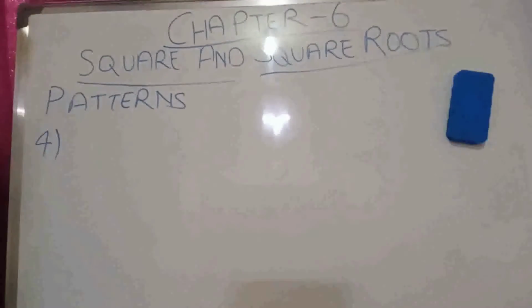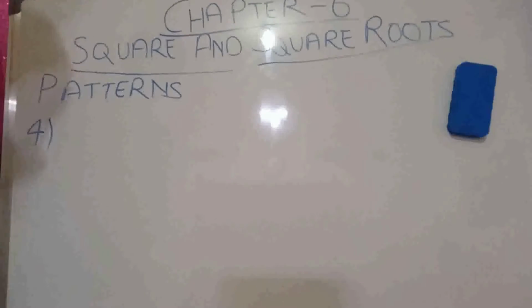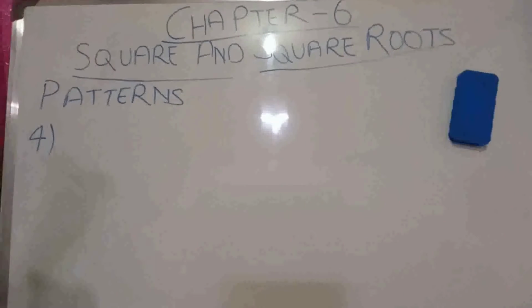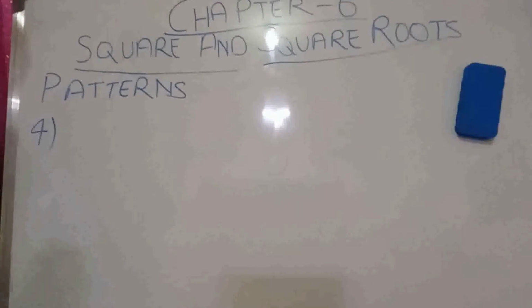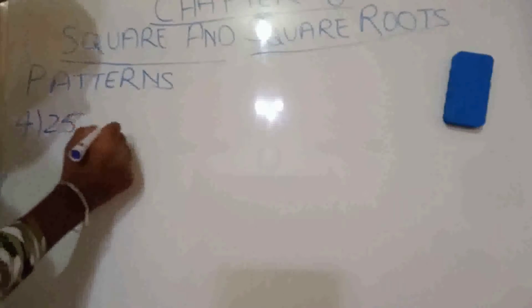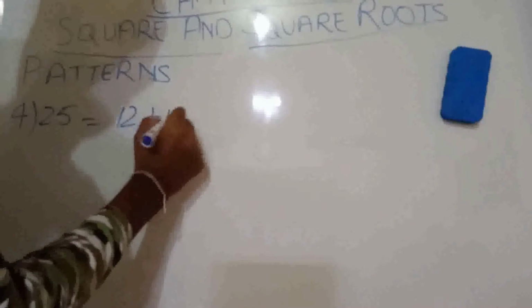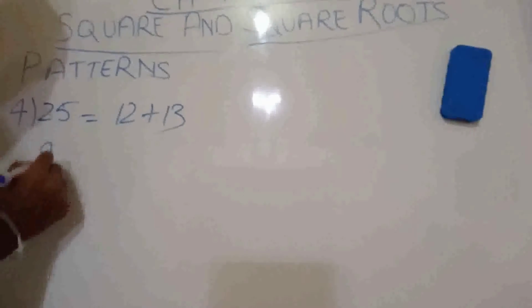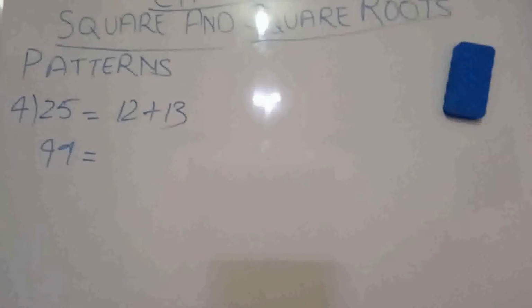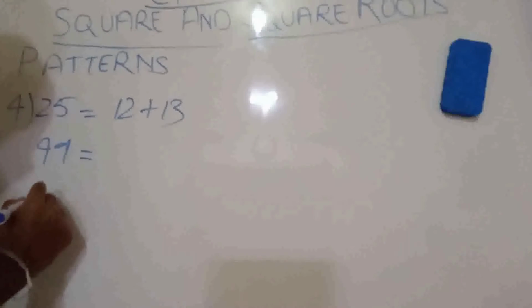The fourth one is that it is a sum of consecutive natural numbers. That means every square number is the sum of consecutive natural numbers, like 25 equals 12 plus 13. Now if we take 49, then how do we find it out? There's one way. First number.